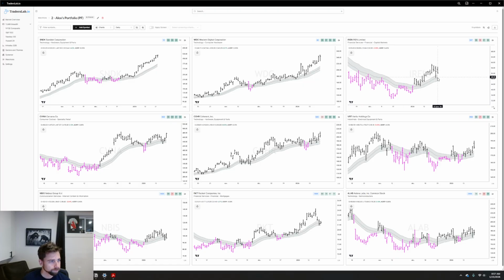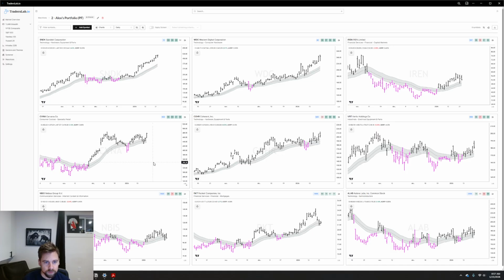Okay, Iron, 21 DME structure tap. It's digesting. It's basing above a rising 21 DME structure. I'm on my runner. As long as the 21 DME structure holds, I will be in that trade.